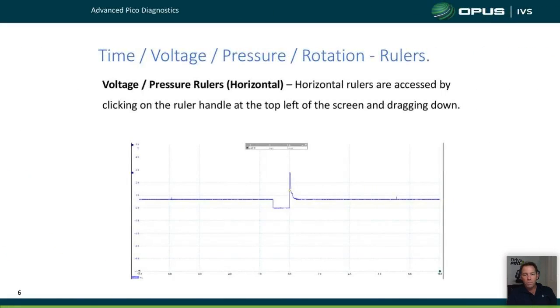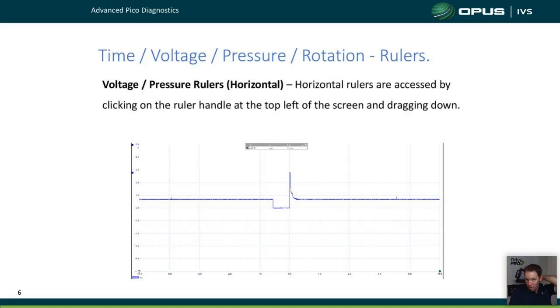All right, while we've got that same waveform up, what we can tend to use are our horizontal rulers. And the horizontal rulers are the voltage or the pressure rulers. And they're very, very good for checking our peak voltage or our peak back EMF voltage or our peak cylinder pressures when we actually take the measurements. Let me change this over. All right. And again, these can be found on the top left-hand side.